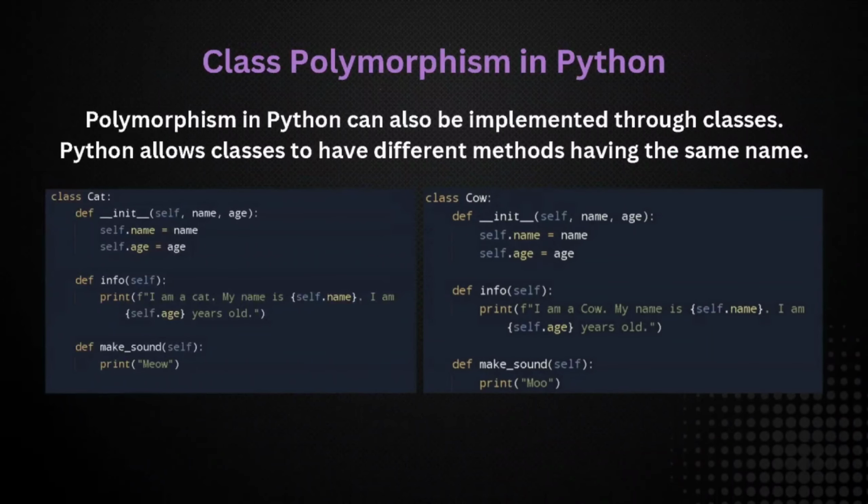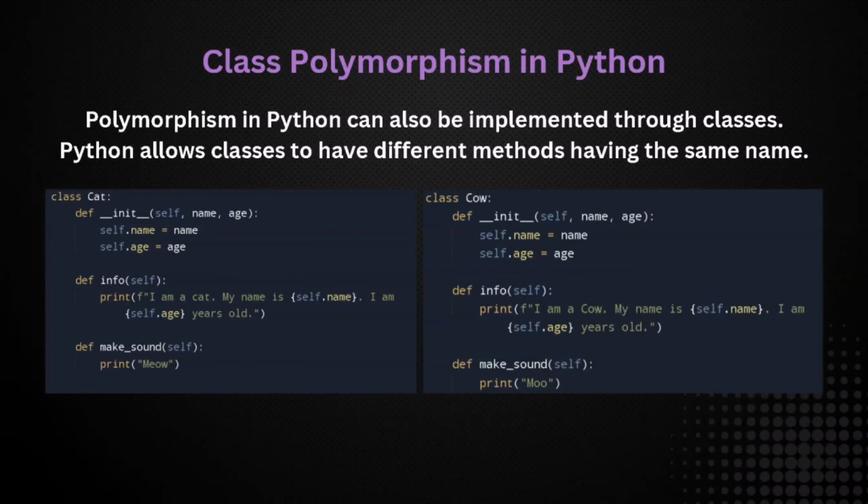Now let's see an example of class polymorphism. Here you can see that we have two classes, Cat and Cow. Each of these has three methods: init, info and make sound. The init method is the same in both cases, where it takes the attributes name and age of an object. While the info and make sound methods are specific to the class, and both of them print different statements.